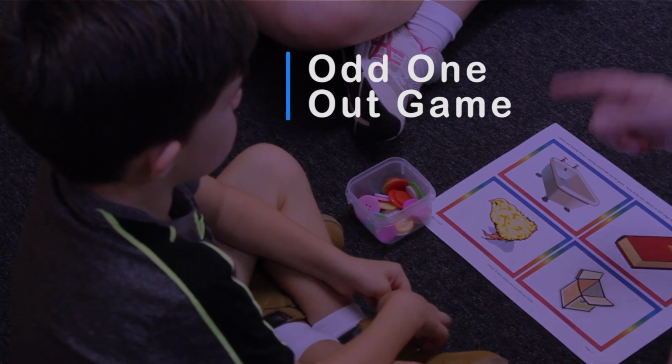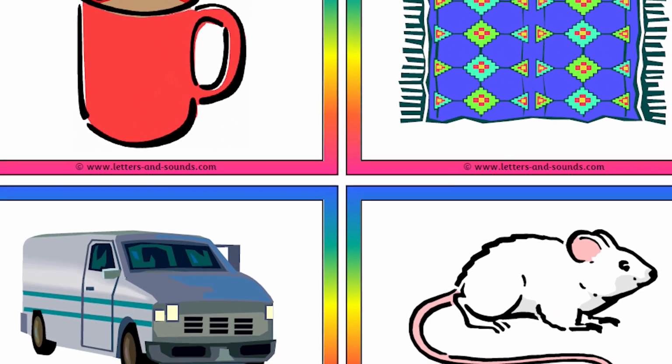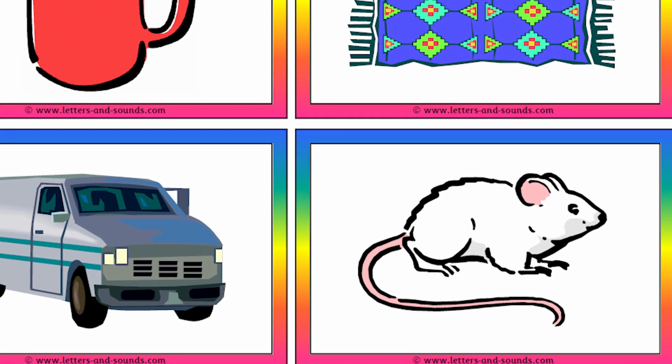Odd one out game. This activity contains 8 sets of 4 cards. In each set, one picture begins with a different sound to the other 3. Cards can be left 4 to a sheet for spot the odd one out activities, or you can cut them out into separate cards and use them in games. You'll find those resources in the resource tab.